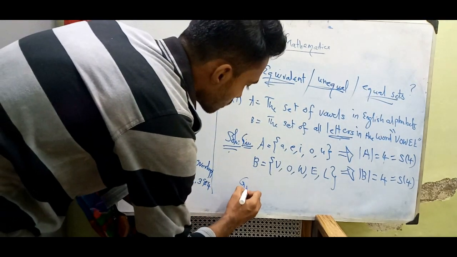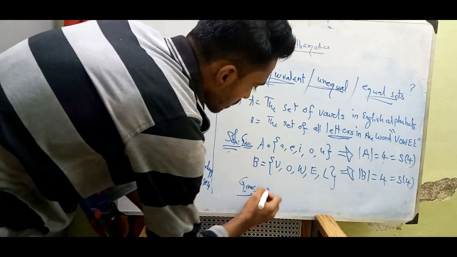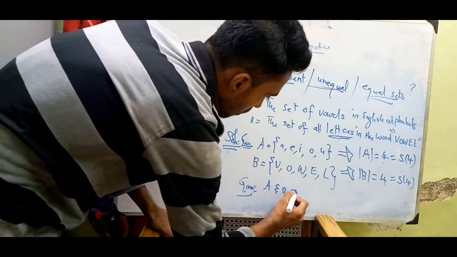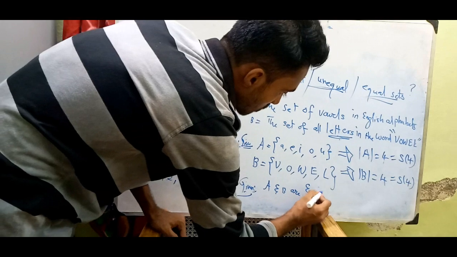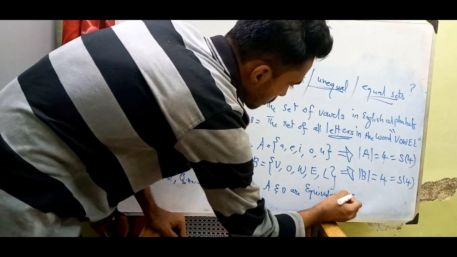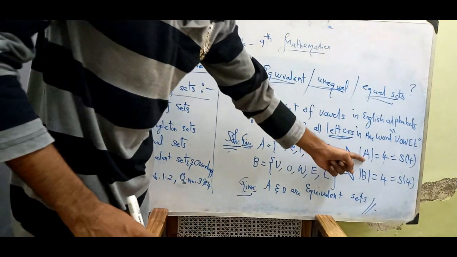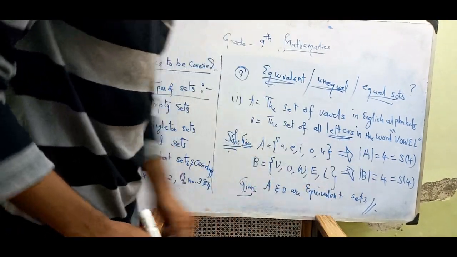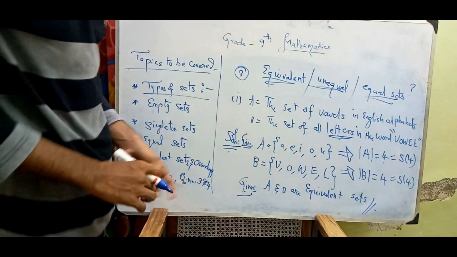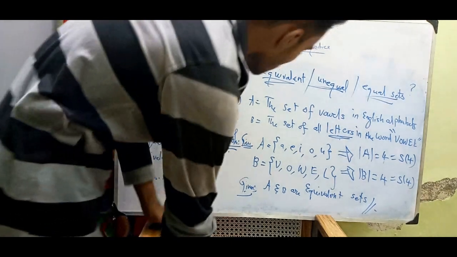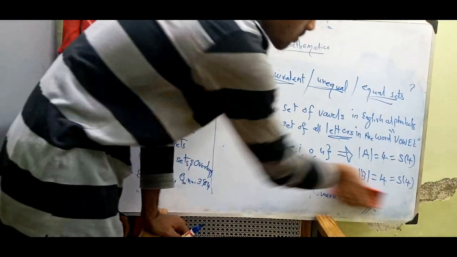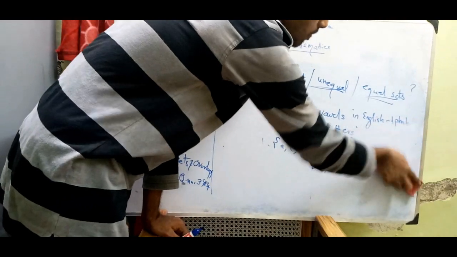So given A and B are equivalent sets, because the cardinality of A and the cardinality of B are the same. Okay, so you can write it in this way. Now let us go for the second question.